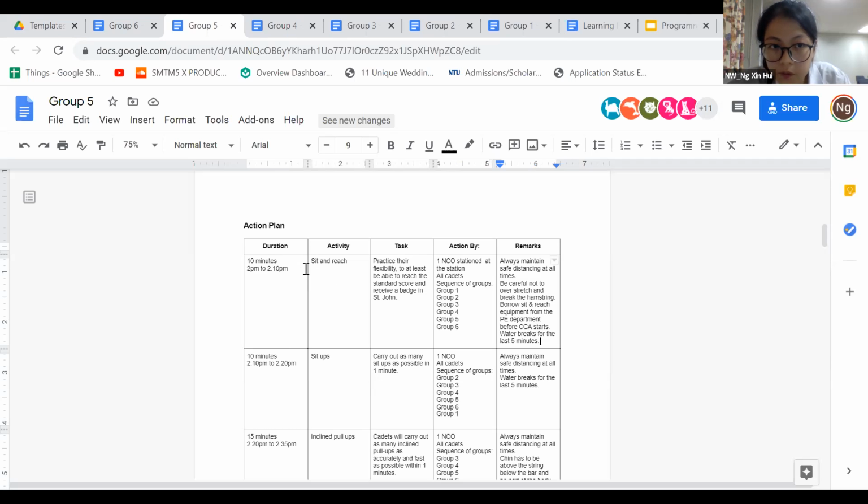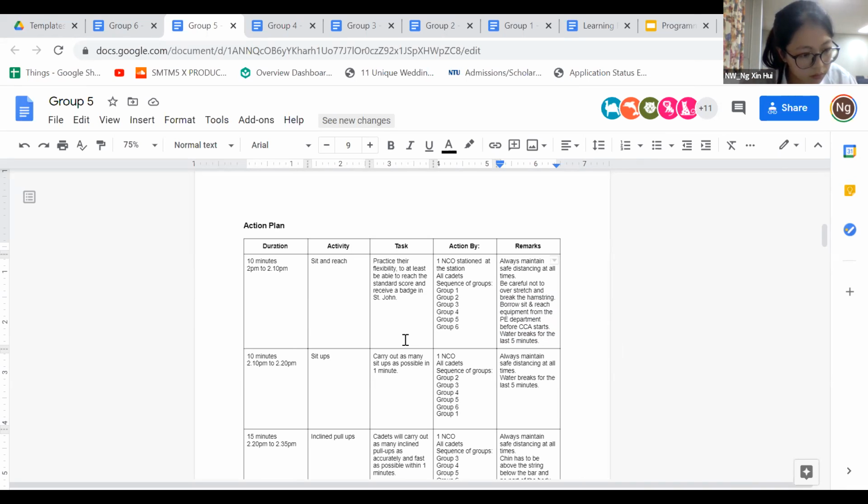So for example, for Group 5's action plan, you talk about how you borrow the seat and reach equipment from the PE department before CCA starts. This portion, as you say, is before CCA starts, so maybe you can add it into the timeline and say who will be in charge of borrowing all these, because you also need time to set the equipment up, right? Yeah, so these are pointers to take note of.